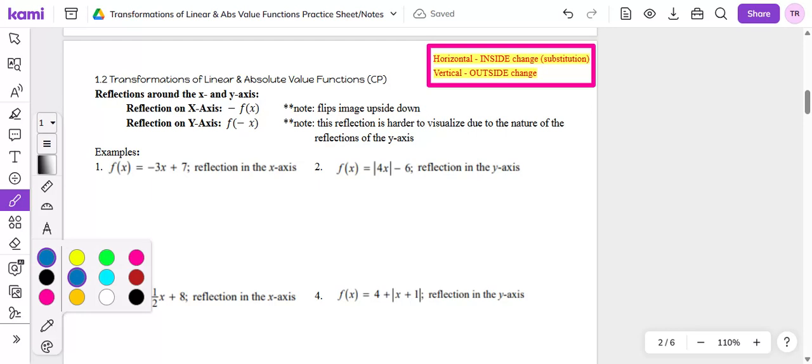Hopefully, your translations were easy enough to complete after watching that first video. In this video, now we're taking a look at reflections, which might be a little bit easier for you because if you look right in our notes, it's just a negative sign. We're just inserting a negative sign either inside or outside. Again, the pink box that's highlighted: horizontal movements, still inside changes, still substitution; verticals, outside changes.